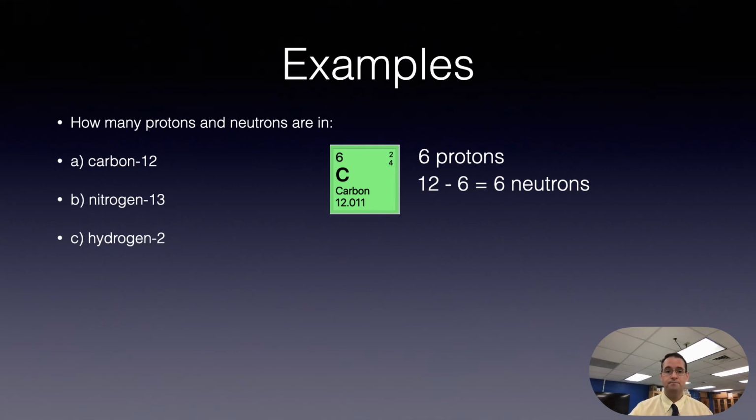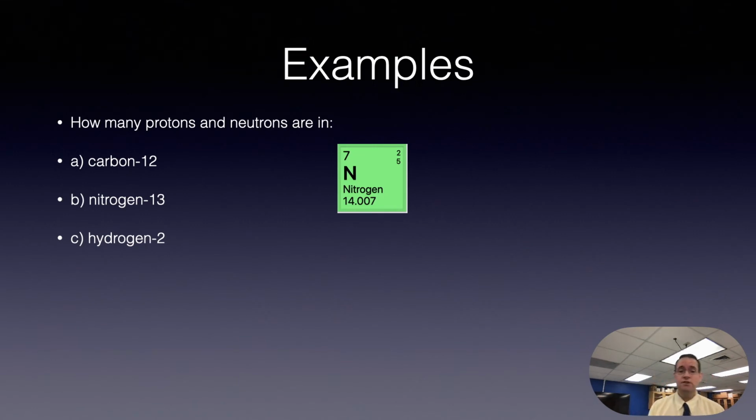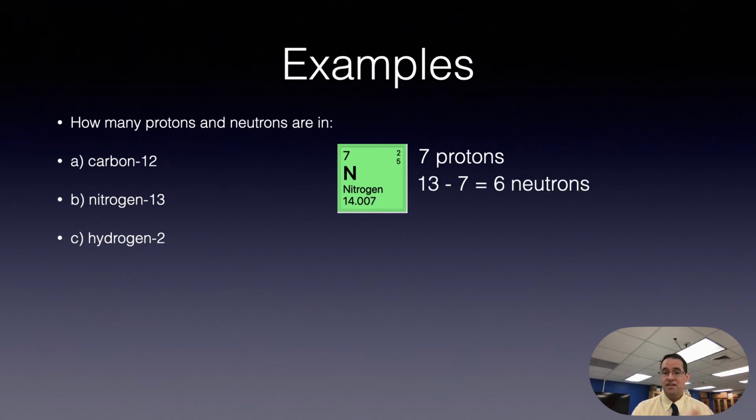in the word problem. How about nitrogen-13? Hunt around for nitrogen on your periodic table, and you'll see that it's element number 7, which means it has 7 protons, okay? In the word problem, we have 13. You want to do 13 minus 7, that's 6. So nitrogen-13 in the word problem contains 7 protons and 6 neutrons. Please, again, please do not use this 14.007 on the periodic table.